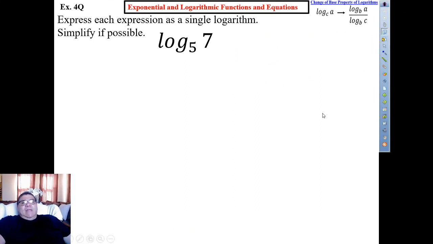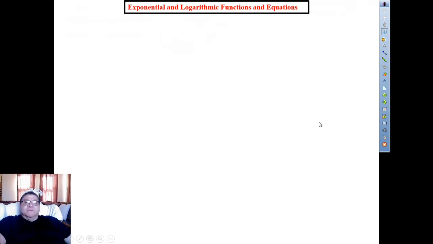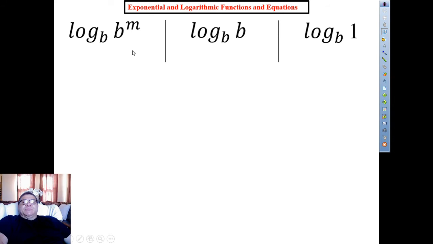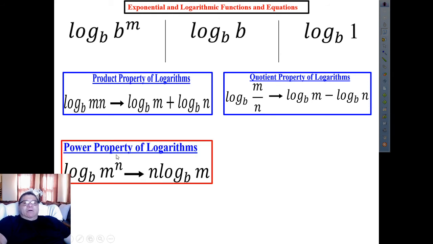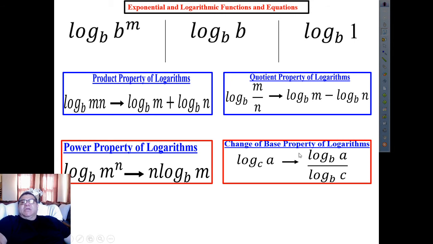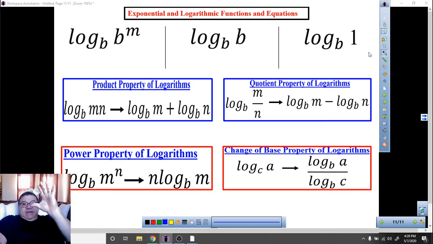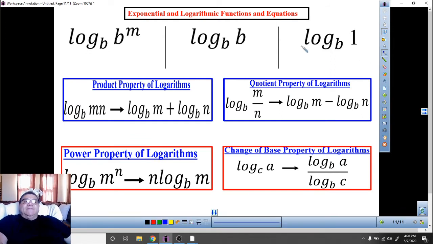And those were the last two properties that I needed to introduce. So let's recap what we've seen so far. We've seen definitions. We've seen the first two properties that we did the other day, the product property, the quotient property. And today we covered the power property and the change of base property. So once again, if you don't have those written down, pause the video right now, write these down and keep them handy because you're going to need them, because right now we're going to get a funner one. We're going to crank it up a notch.